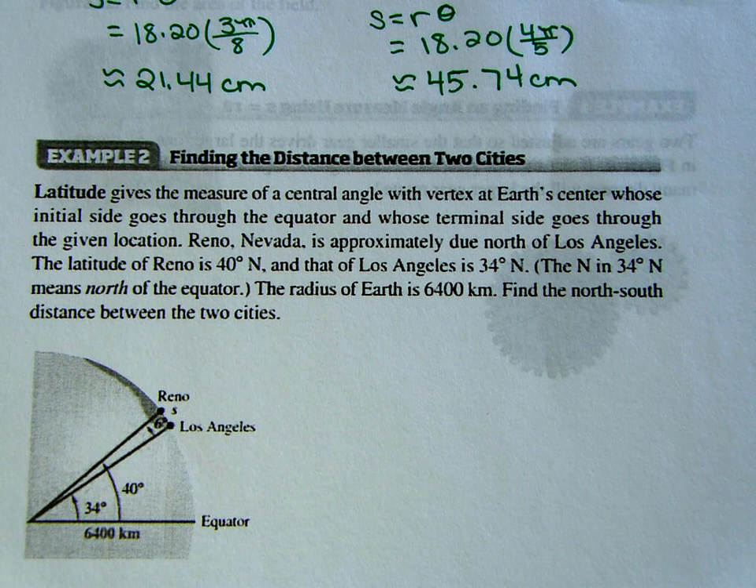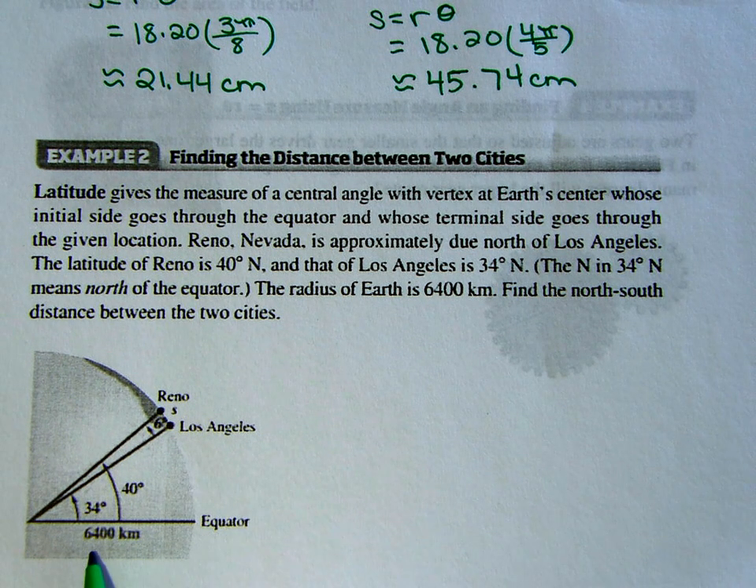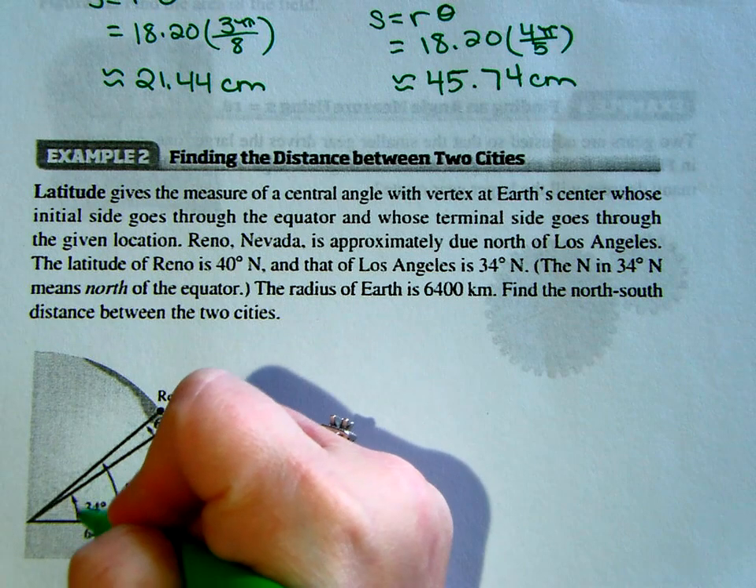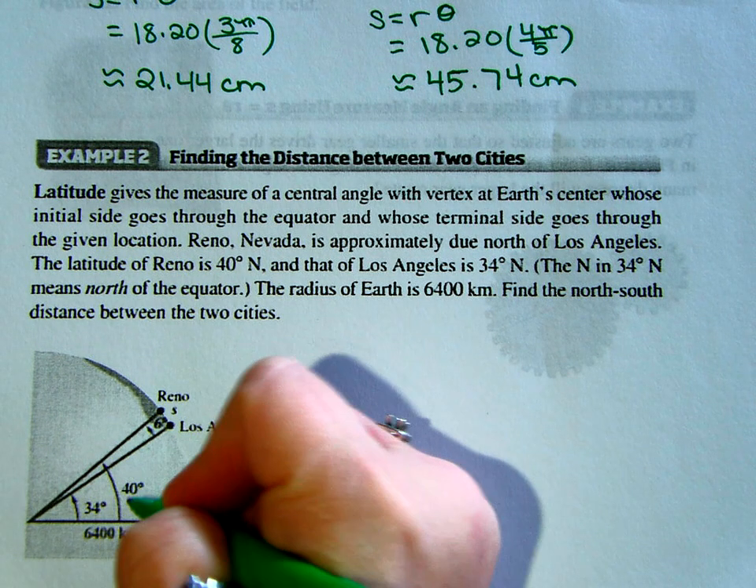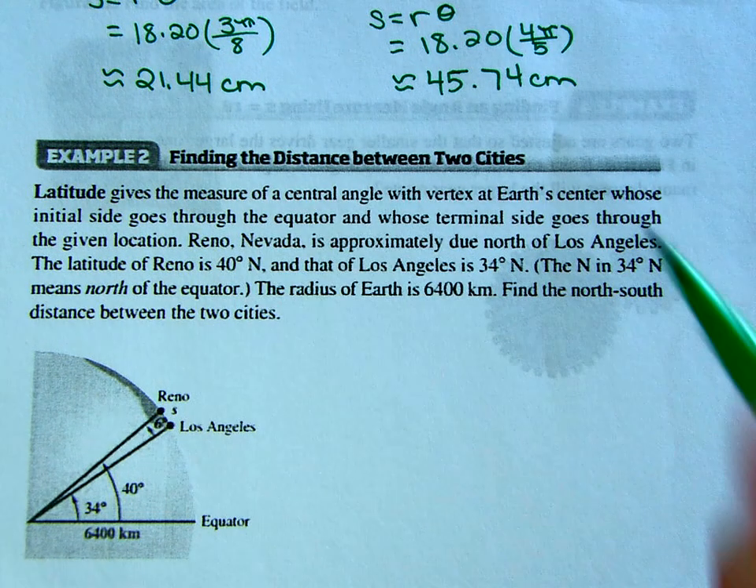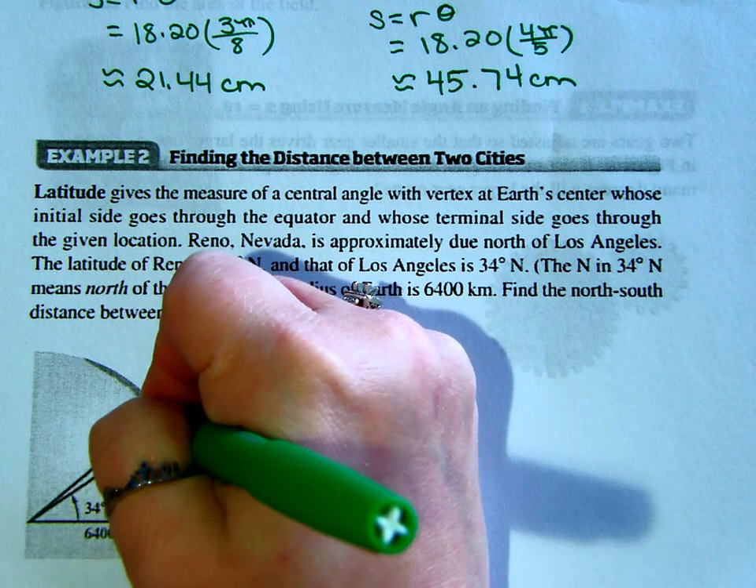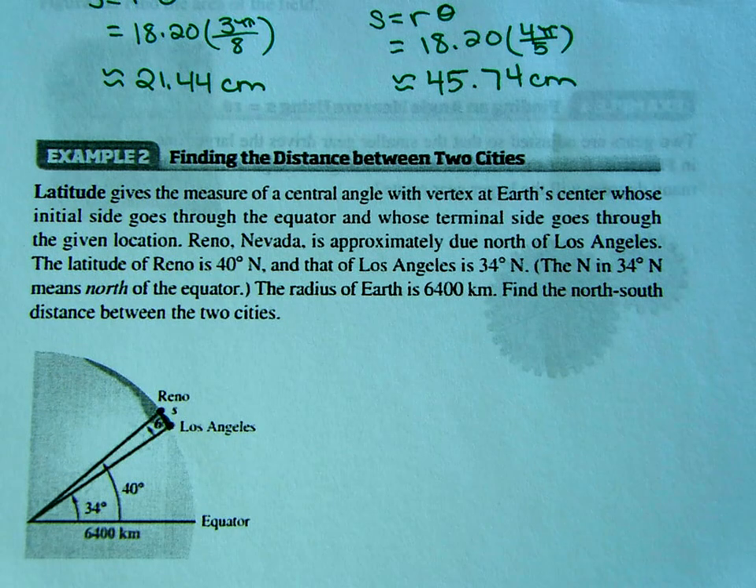Let's find the north-south distance between these two cities. So we're not finding the actual distance between Reno and Los Angeles. What we're finding is how much further north Reno is than Los Angeles if they were on the same plane, not going diagonally. So they give you this really nice picture showing you that the equator is 6,400 kilometers. To Los Angeles, we have 34 degrees, and to Reno, we have 40, which means going between Los Angeles and Reno, we have a 6-degree theta. And that's actually what we are concentrating on, this 6 degrees, because we want to know what this arc length right here is between Reno and Los Angeles.